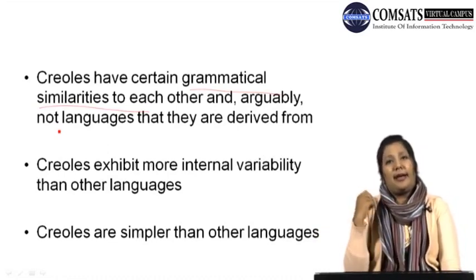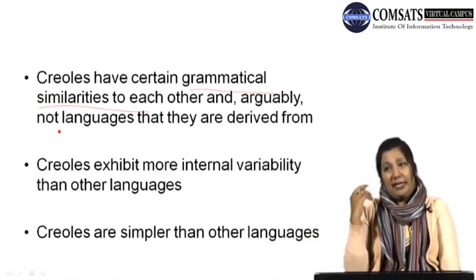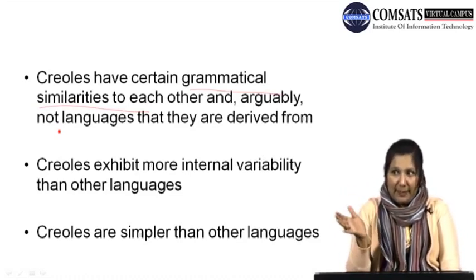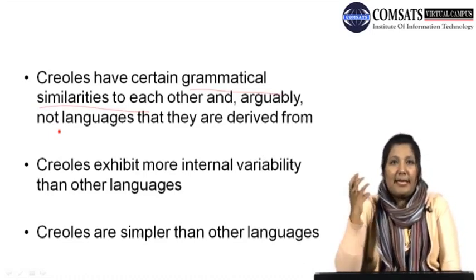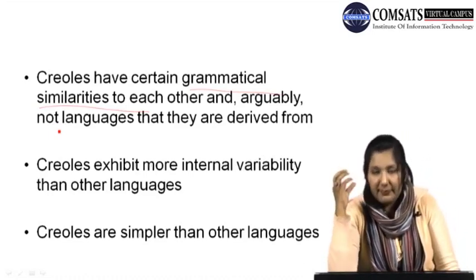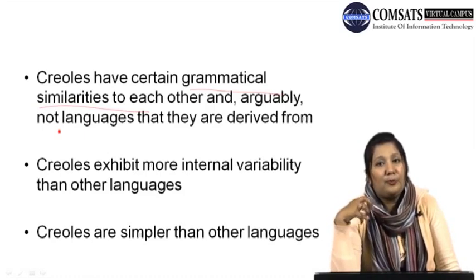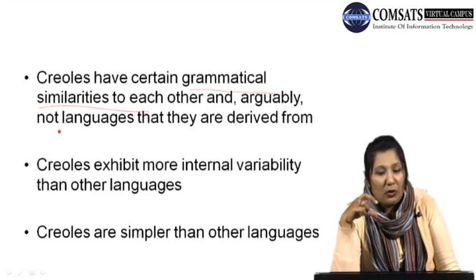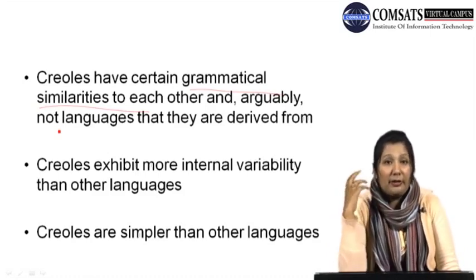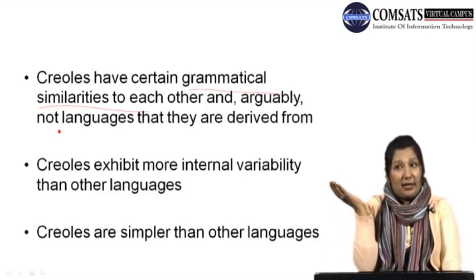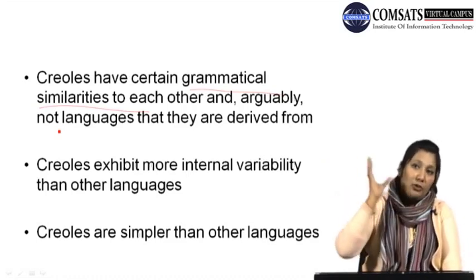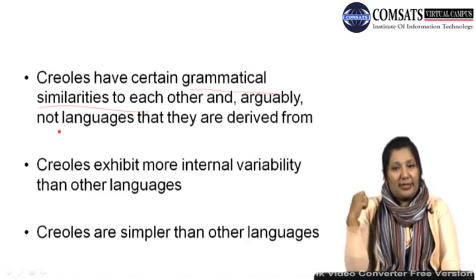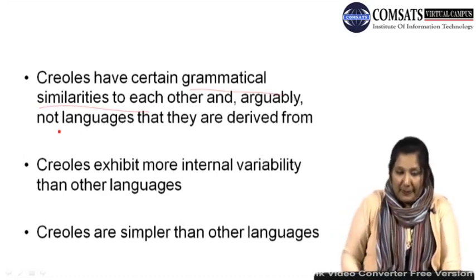Now, when it started getting stabilized, when it became indigenized, when people started learning it as their first language, it was learned and then passed on, and then it became a Creole. And now, when it became a Creole, it definitely has variability because it is coming from the descendants of so many variable languages. So, it is going to show variability.